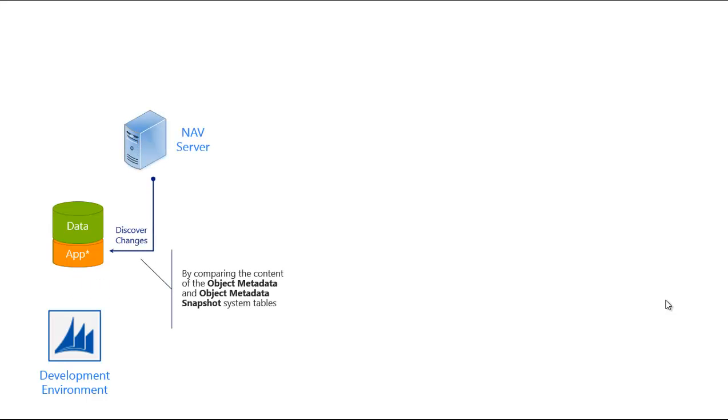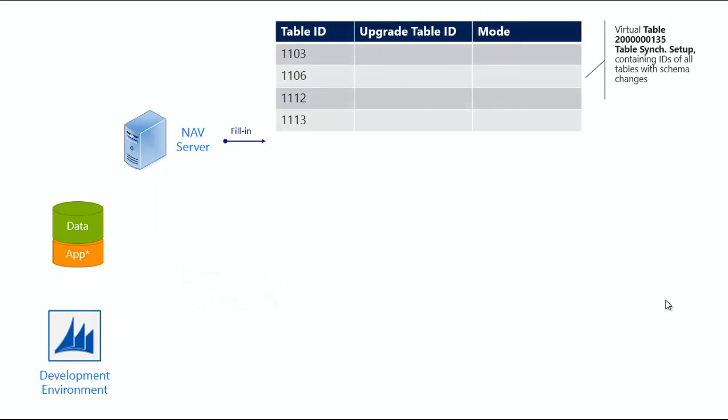Let's briefly review the mechanics of the data upgrade process, Upgrade Toolkit Step 1, which is executed within the schema synchronization. And let's see how the data which we supplied within the upgrade code unit becomes available for the NAV server. When I connect from the development environment to the application database, I make changes to the table definitions. Then when the server connects to the application database, it can discover that several tables were changed. And as it discovers that, the server fills in the virtual table called table sync setup with the list of tables which it can see that were changed.